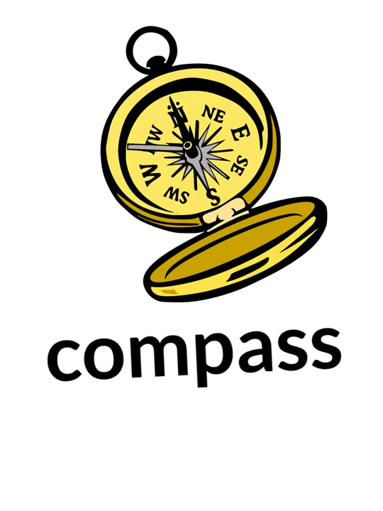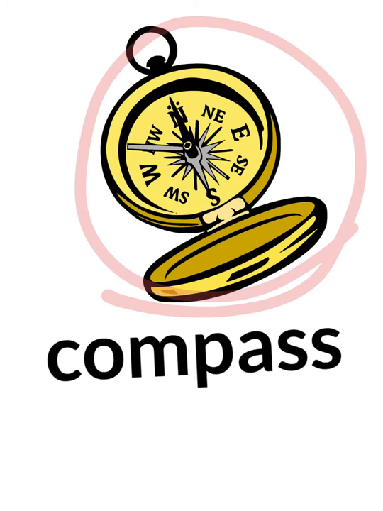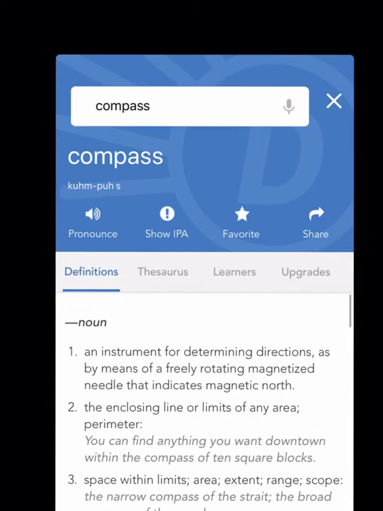The other word for today is compass. Compass. Of course, you'll know what compass means by looking at the photo, but we're going to search for it in the dictionary. Now, open the dictionary and write compass, and you'll find that it's a noun, an instrument for determining directions.